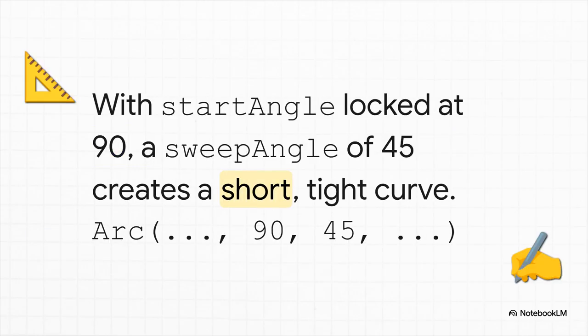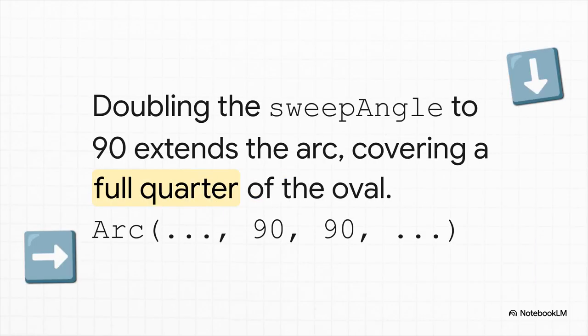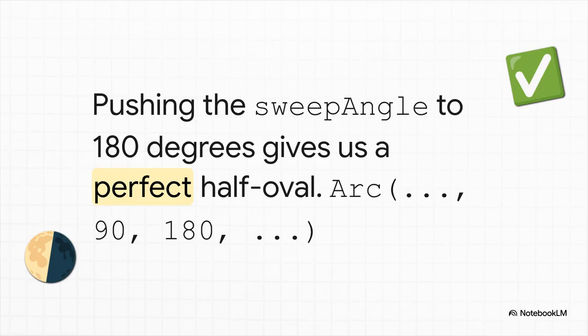All right, you've got the start angle. Now for the fun part, the sweep angle. Let's lock our start angle at 90, so we always start on the right. With a sweep angle of 45, we get this short, tight little curve. So what if we double that sweep angle to 90? Boom! The arc extends to cover a full quarter of the oval. We're literally just telling the pen to draw twice as far along the path. And if we push it all the way to 180 degrees, you get a perfect half oval. So just remember, start angle is your starting point. Sweep angle is the distance. You master those two, and you have officially mastered the arc.